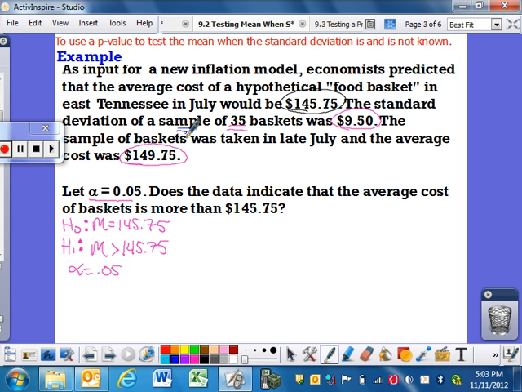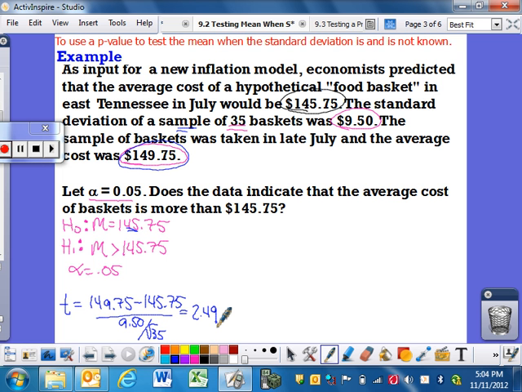The standard deviation of a sample should instantly trigger t-score. To calculate your t-score is the exact same thing as your z-score. So how do I figure that part out? X bar, what is the average that they talk about? 149.75 minus the mu, which is your historical number, or once again, it's your null hypothesis every time, over the sample standard deviation this time, $9.50, divided by the square root of how many samples did they take? 35.